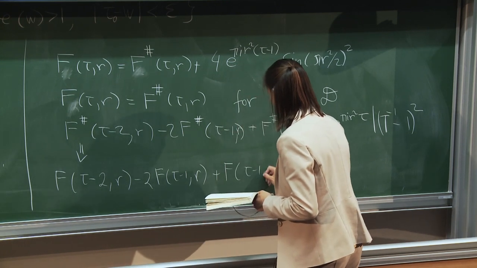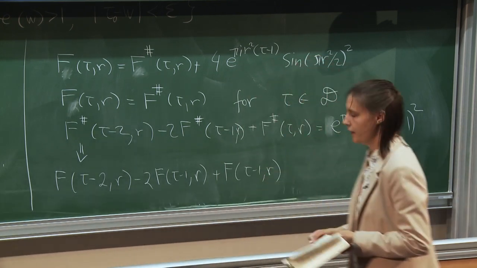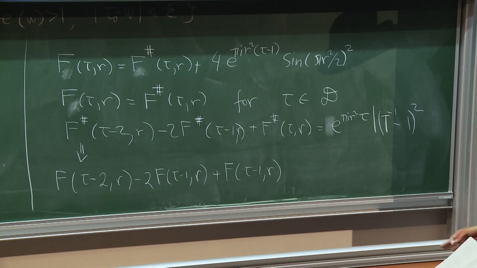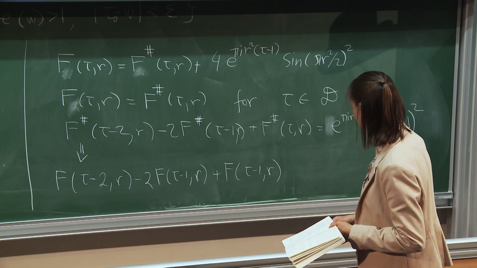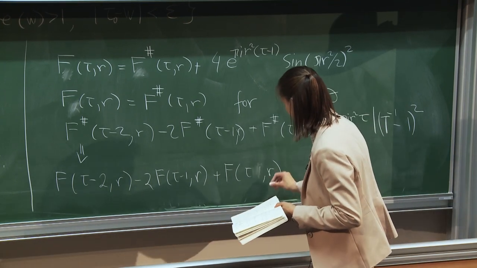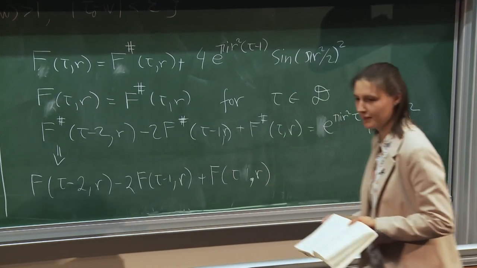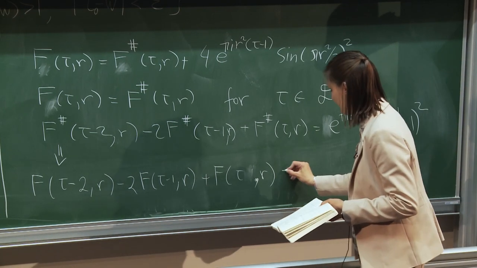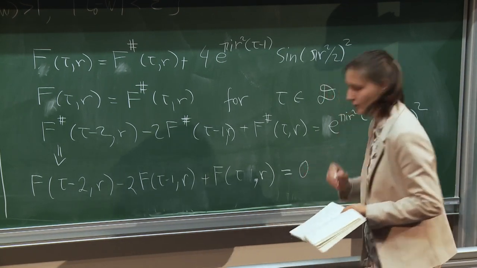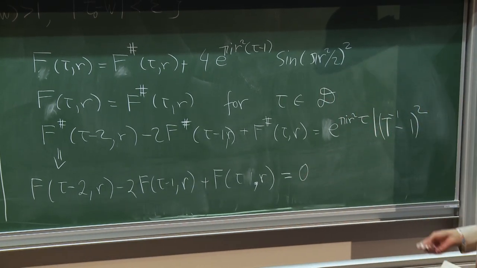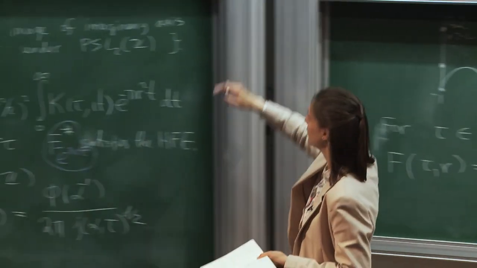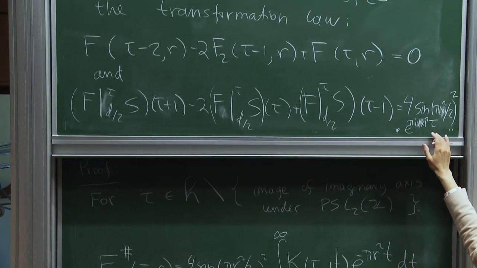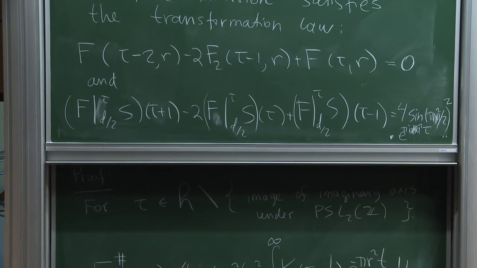And so now if we don't make any more mistakes, or make the correct number of mistakes, then we will obtain that here we have zero. And by similar considerations, we can also prove the second equation here.